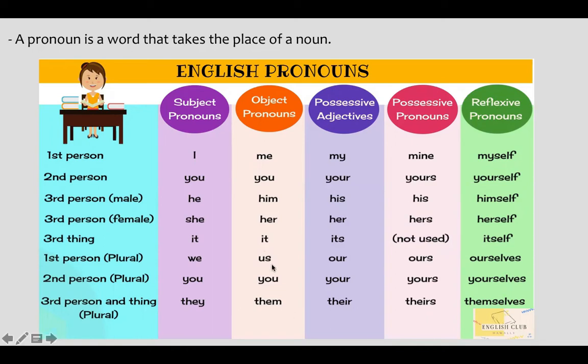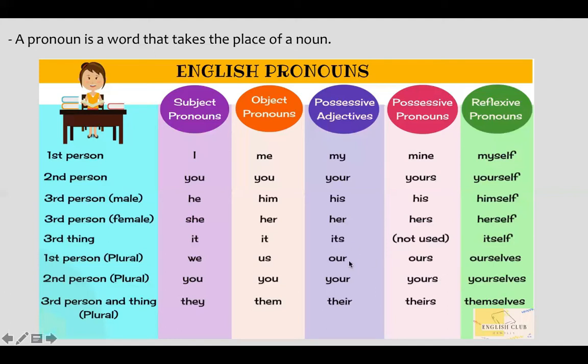Us. Us, basically, it's an object, right? So let's think about an example. For example, she gave the book to us. She gave the book to us. This is an example. Can someone else tell me an example? She played with us. She played with us, exactly. With whom did she play? With us.